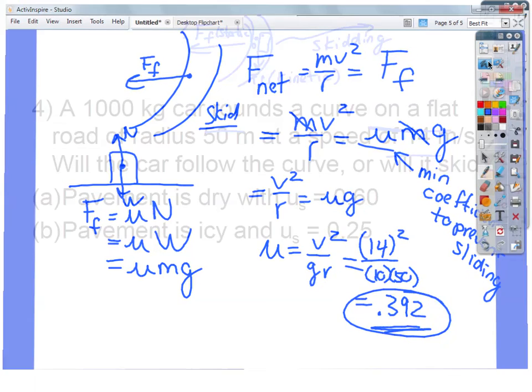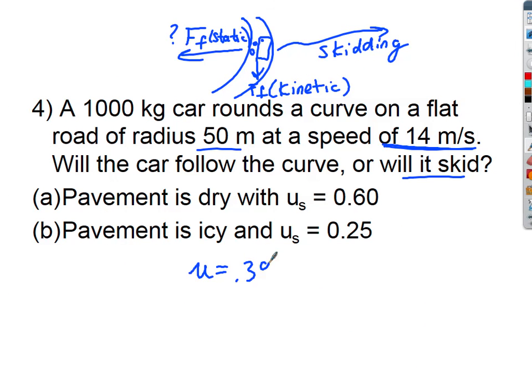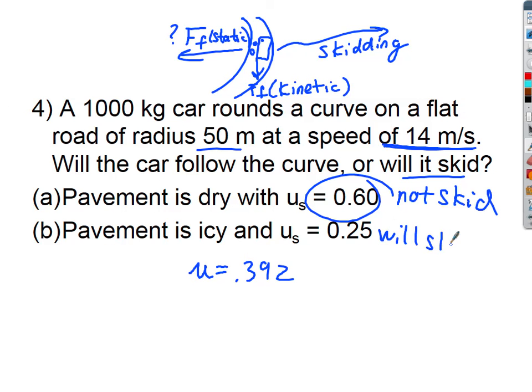And so if I go back to the problem, my coefficient of friction is 0.392. Well, this is greater than, so this one will not skid. I will not skid out on dry pavement. But this one is less than, so I will skid on the icy pavement if I go this fast.